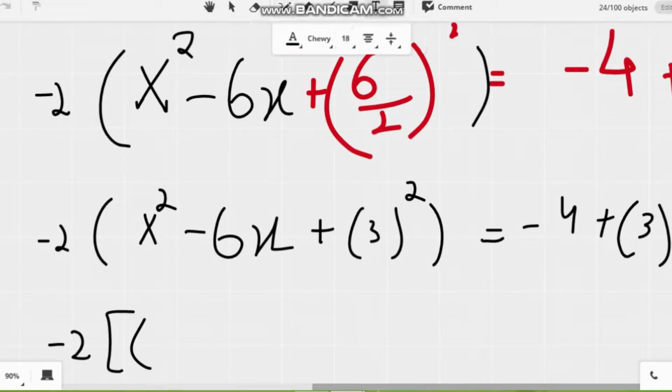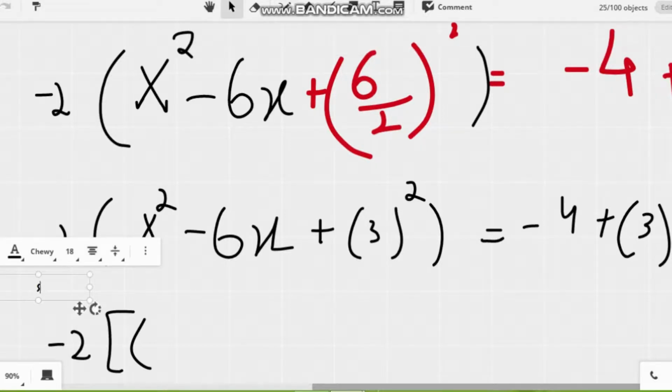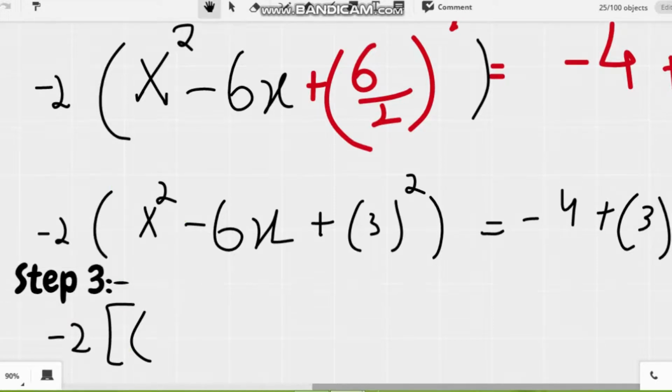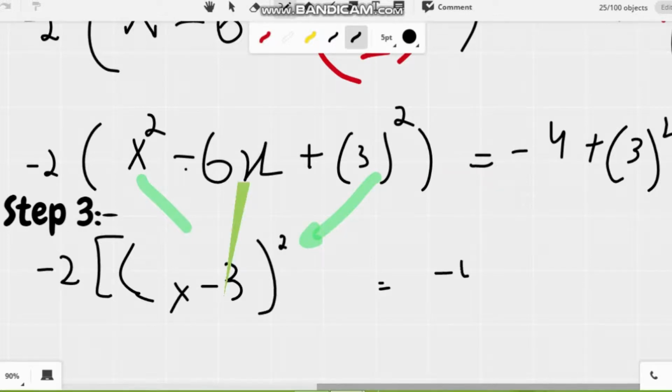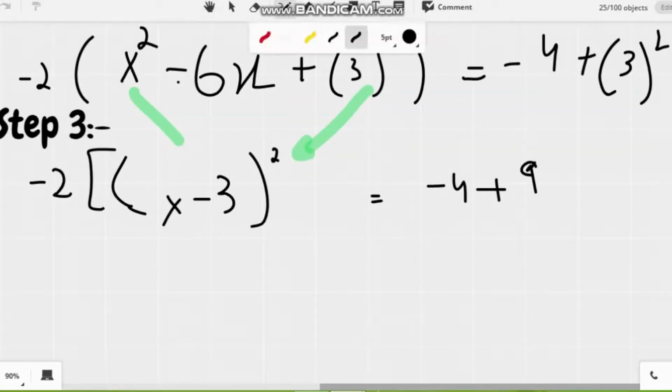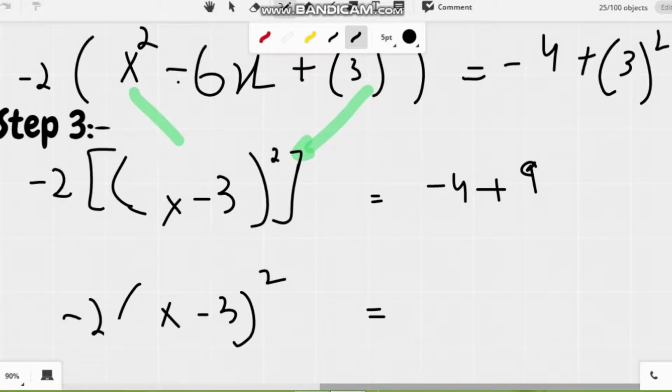Now it's time to do the third step. Step 3 is that we have to factor. We'll write the x, you write the 3 and square, and the sign will be negative. So x minus 3 whole squared equals negative 4 plus 3 squared, which is 9. After that I have to enclose this bracket also. Minus 2, then x minus 3 whole squared equals minus 4 plus 9, that's 5, I got.